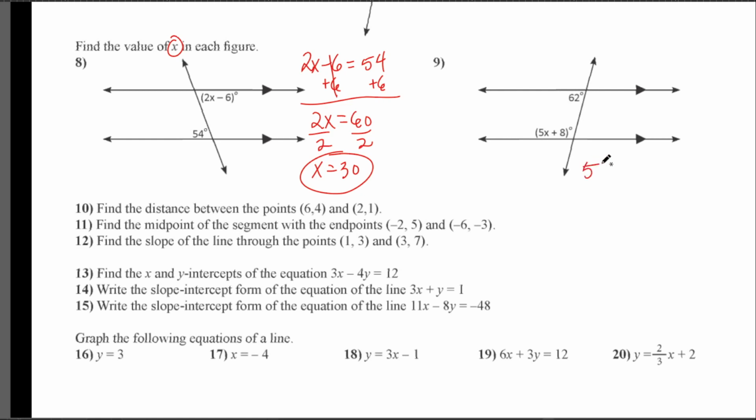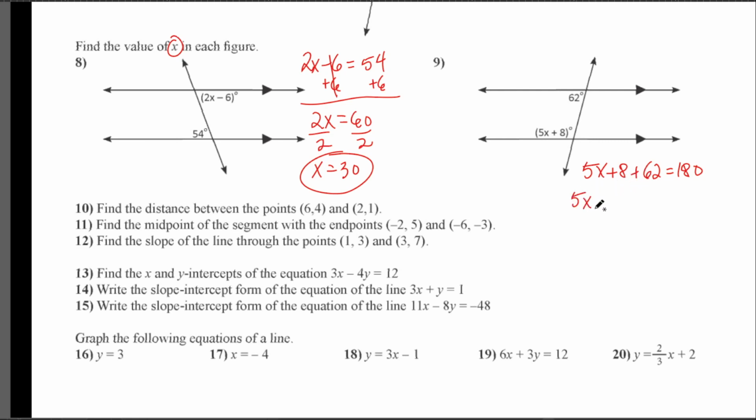What do we do? We take the 5x plus 8. Remember, they add up to be 180. These two angles right here add up to be 180. So I go 5x plus 8 plus what? 62. And that should equal 180. That's the geometry. The rest is just all algebra. You have to see the relationship between those angles. They add up to be 180. They're supplementary. Now let's do the math, the algebra.